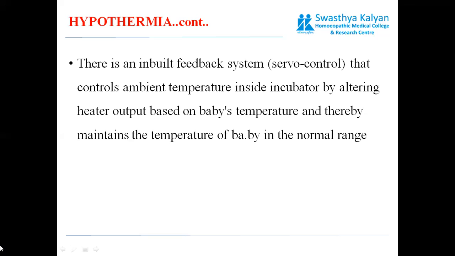Now, what happens in the incubator? In the incubator, there is an inbuilt feedback system, or we can say servo control mode. What it does is it controls and maintains the temperature inside the incubator. And how does it maintain it? By altering the heat output, which is based on the baby's temperature, and therefore the temperature of the baby is maintained within the normal range.